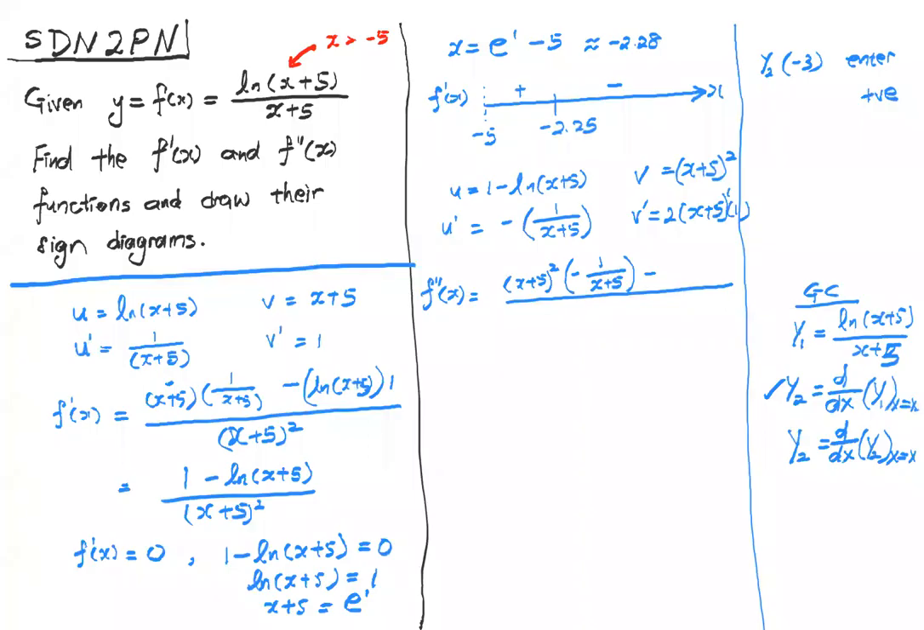Okay, v u' minus u v'. So this one you have to be very careful, students, because your u is made up of 2 terms.